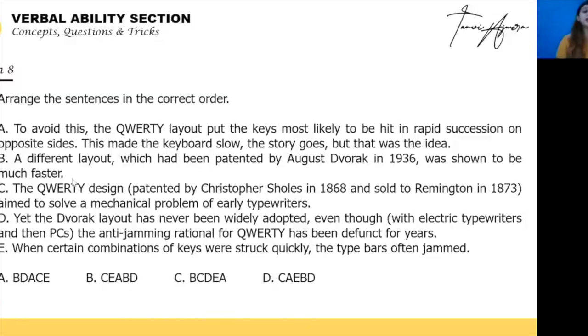All right. Then it says a different layout, which had been patented by August Dvorak in 1936, was shown to be much faster. Last conclusion, yet the Dvorak layout has never been widely adopted, even though with electric typewriters and then PCs, the anti-jamming rationale for QWERTY has been defunct, not functional, for years. So this definitely makes sense, but we will anyway cross-check. The QWERTY design aimed to solve a mechanical problem, to avoid this. Now, what is this?